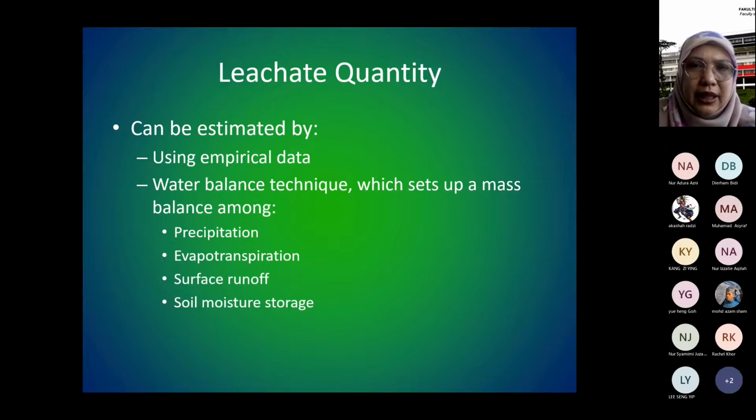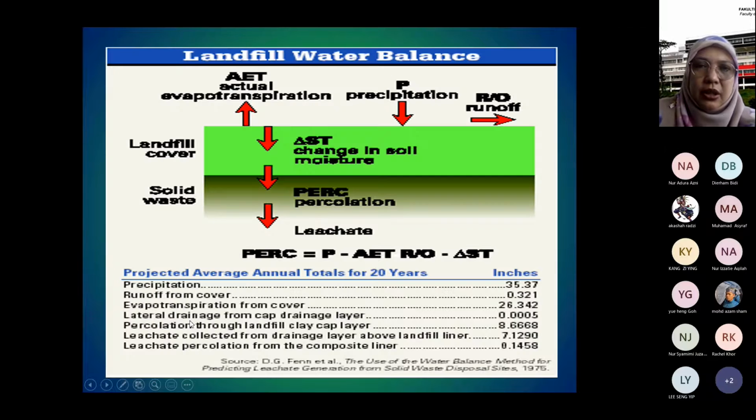How do we estimate the leachate quantity? It can be estimated using empirical data, or we can use the water balance technique, which sets up a mass balance among the water precipitation, evapotranspiration, surface runoff, and also soil moisture storage.